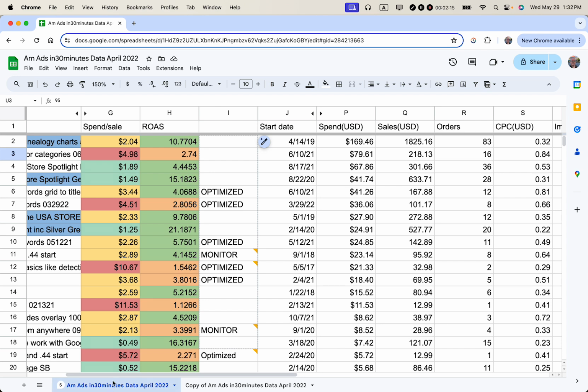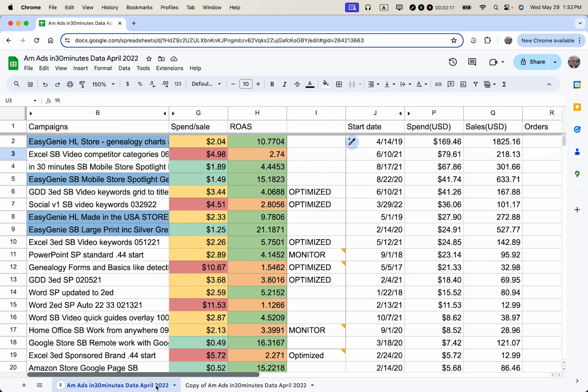And what happens when I see that, I've done some color coding here. The red ones are the ones I need to either optimize right away, or I need to maybe turn them off. The green ones, they're doing pretty well. The yellow ones, monitor, maybe optimize them a little bit. So I'm looking at that a lot.